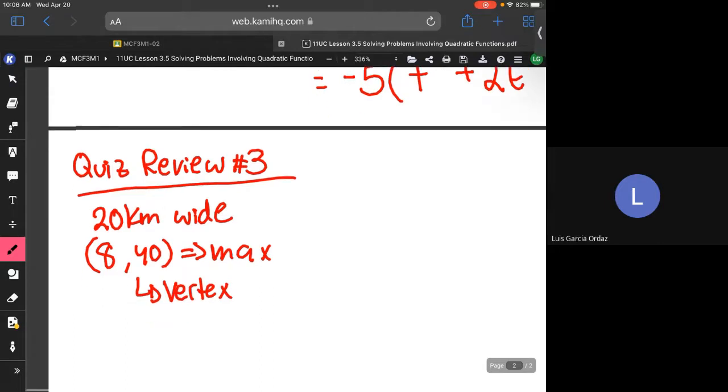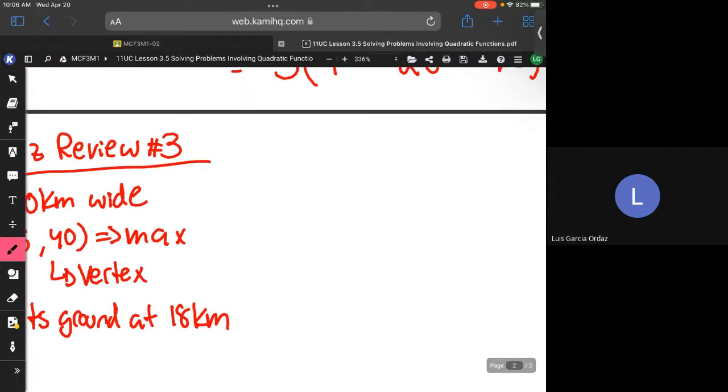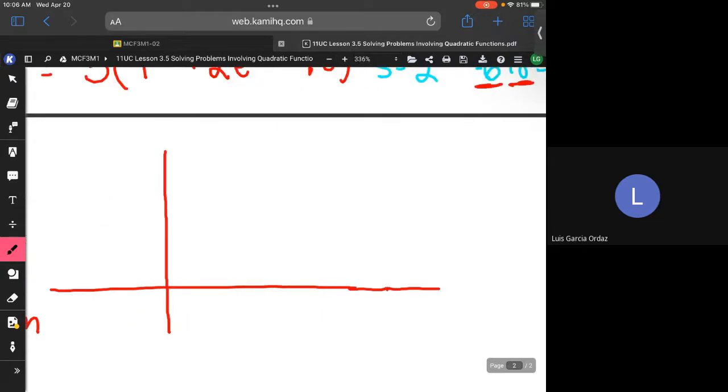Okay, and then it says the right side of the bridge hits the ground at 18 kilometers. If it hits the ground at 18 kilometers, what is the height of the ground? 0. So that's going to be one of my x-intercepts. So I'm going to draw this out. I'm going to draw out my vertex first.